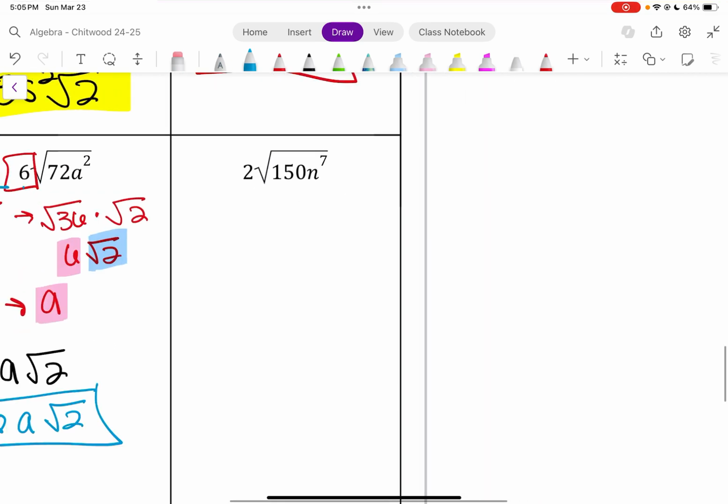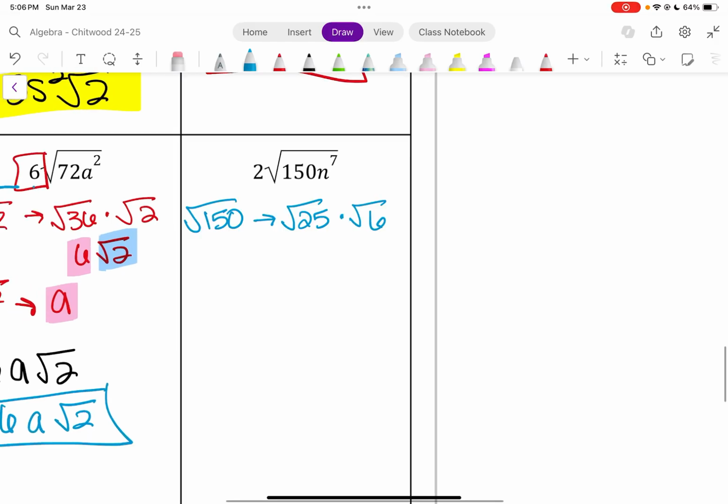Next one, same thing. Ignore the number in front for now. Break up the radical. The square root of 150 can be broken up into the square root of 25 times the square root of 6. The square root of 25 is 5, so I would write the square root of 150 as 5 square root of 6.